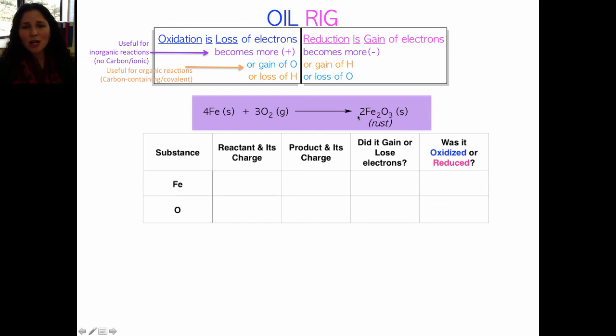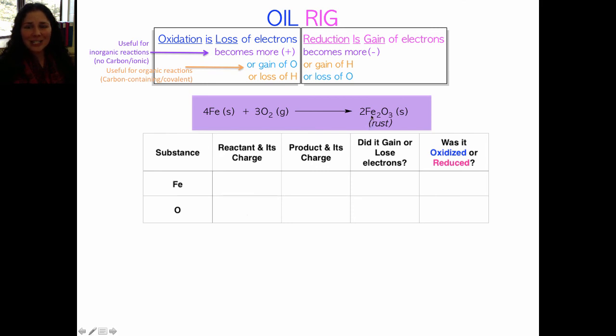The charges or oxidation states on the elements in ionic compounds can be read directly off the periodic table, or they can be inferred from the formula. Anytime that oxygen, for example, is in an ionic compound, you should know that because it's in group 6A, oxygen will always have a -2 charge when it's part of an ionic compound. So oxygen here will have a -2 charge in this compound.